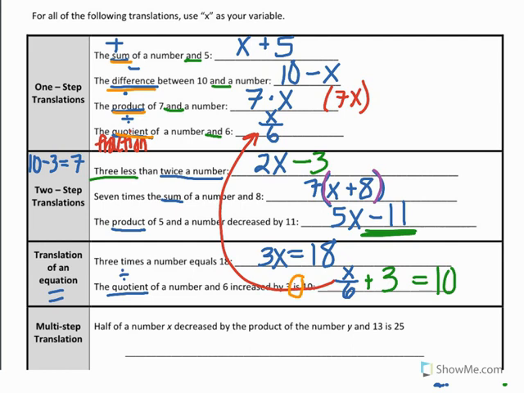Now notice, is translates to an equal sign. So x divided by 6 plus 3 equals 10 is how we write this.